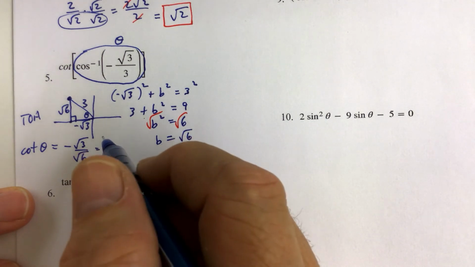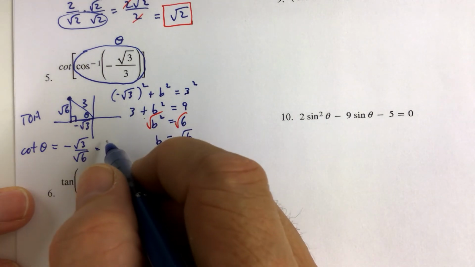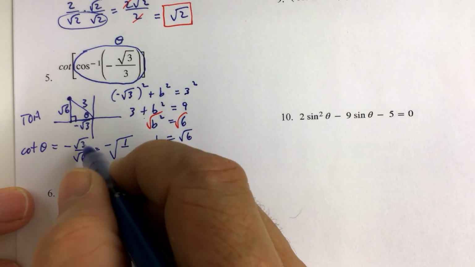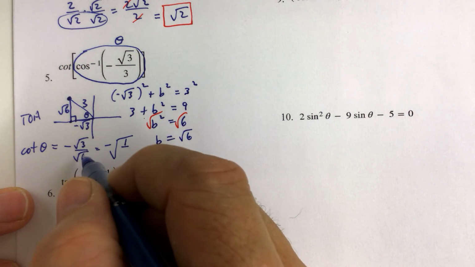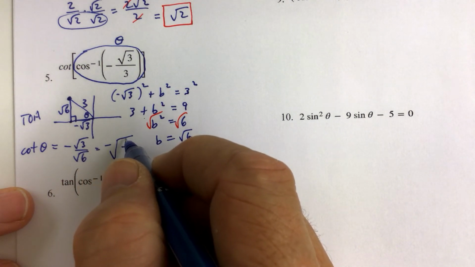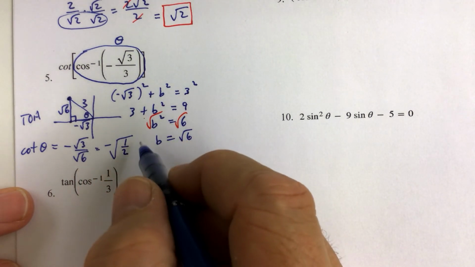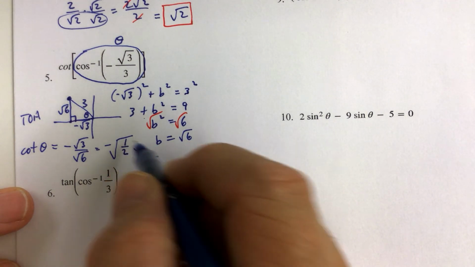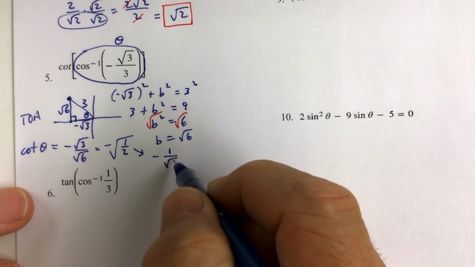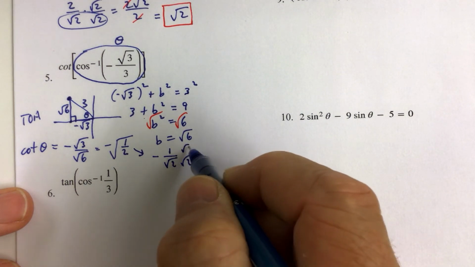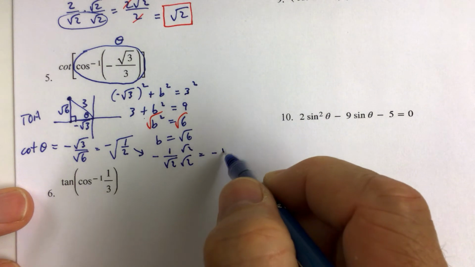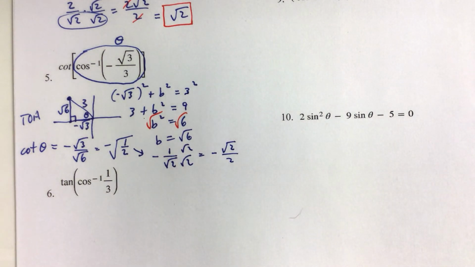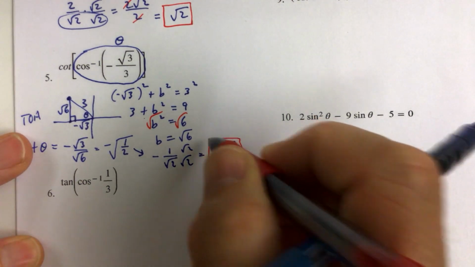A couple different ways we could do this. Radical 3 over radical 6 can be written as radical 3/6, and 3/6 is 1/2. So we keep going down here. It's a negative, don't forget that negative. Radical 1 is 1, over radical 2, and then we just rationalize our denominator, and we get negative radical 2 over, radical 2 times radical 2 is 2. So we have negative radical 2 over 2.